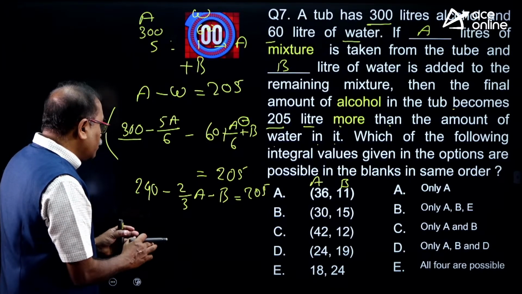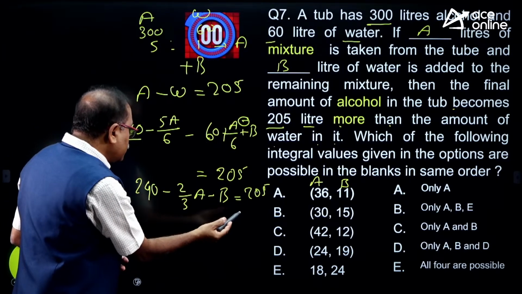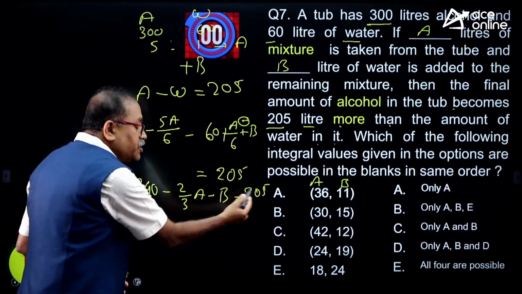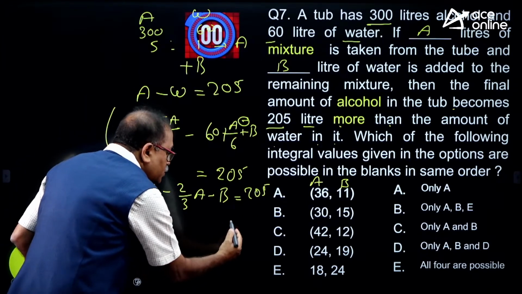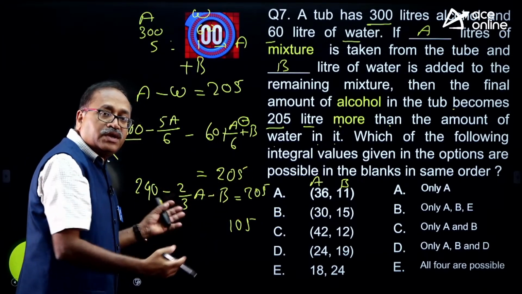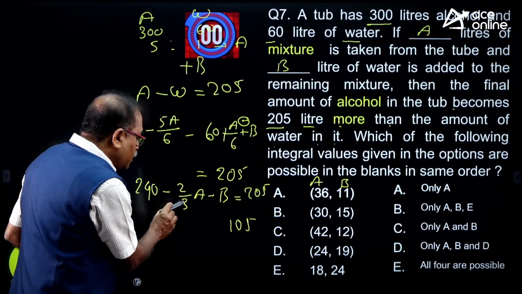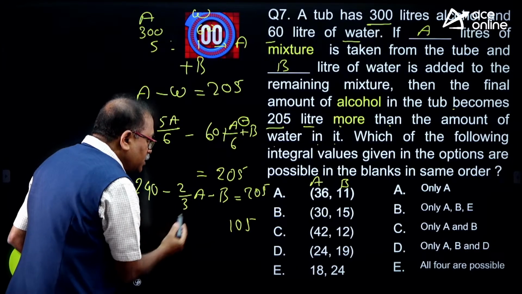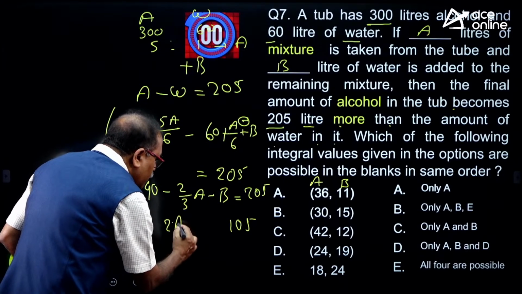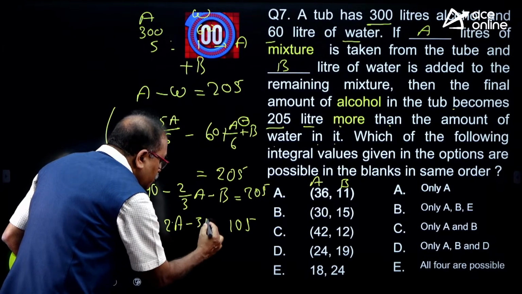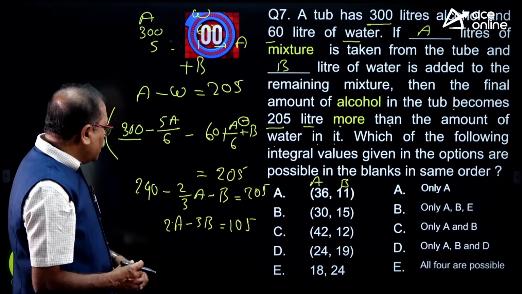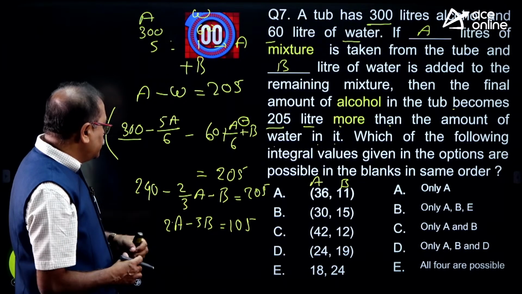So in the process you will find that when I take this number on the other side, it becomes 35, and 35 into 3 is 105. I am ignoring the sign because you are getting the negative here. And this will be 2B minus 3A. So 2A minus 3B is equal to 105. And will that be minus or plus?